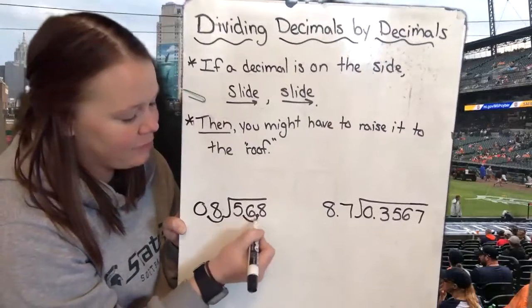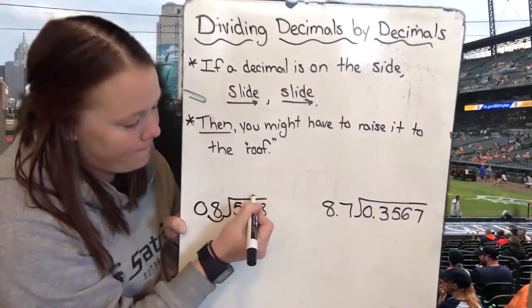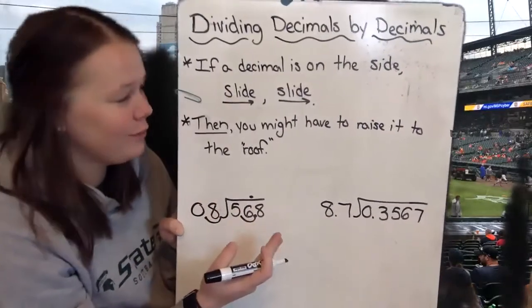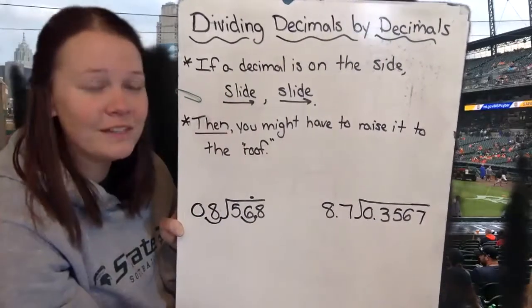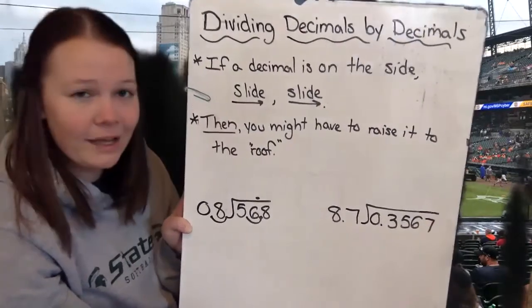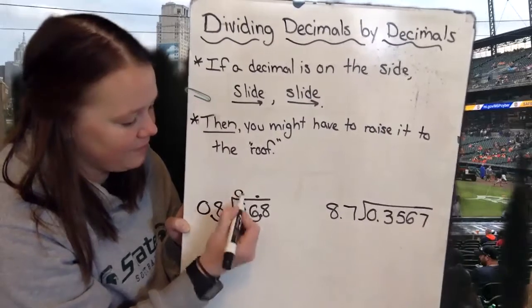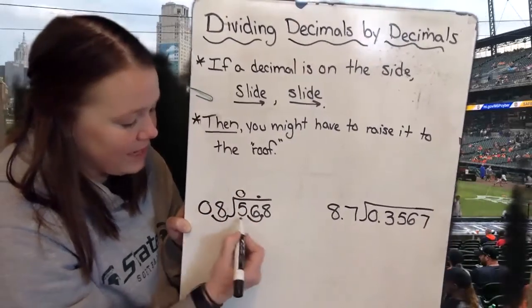So all we got to do is after we slide it over once, we're going to plop it on top of the roof. That's it. So slide it over if you need to, and then raise it to the roof if it's still in the house. Okay, from there, all we got to do is divide. So we got to ask ourselves, how many times can 8 go into 5? Well, it can't. So then we ask ourselves, how many times can 8 go into 56?